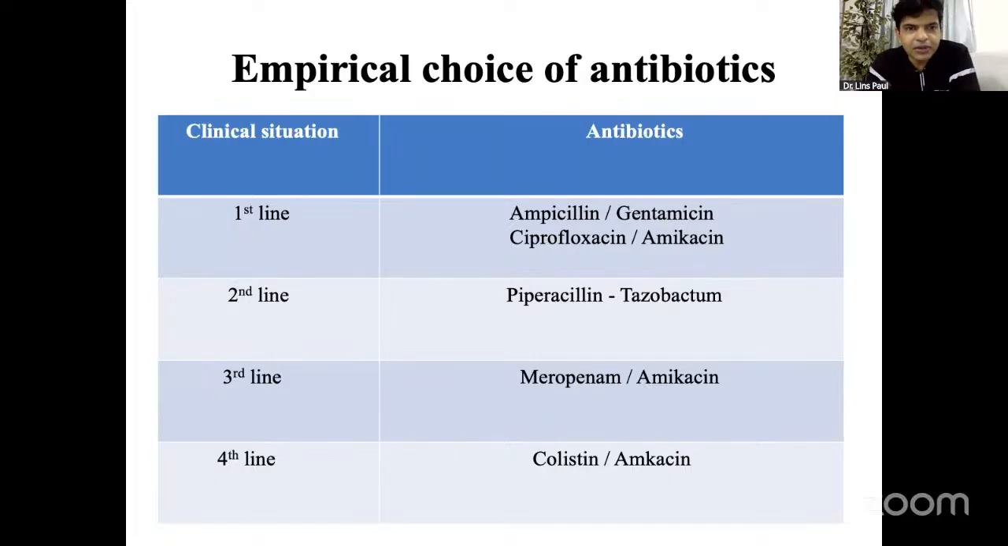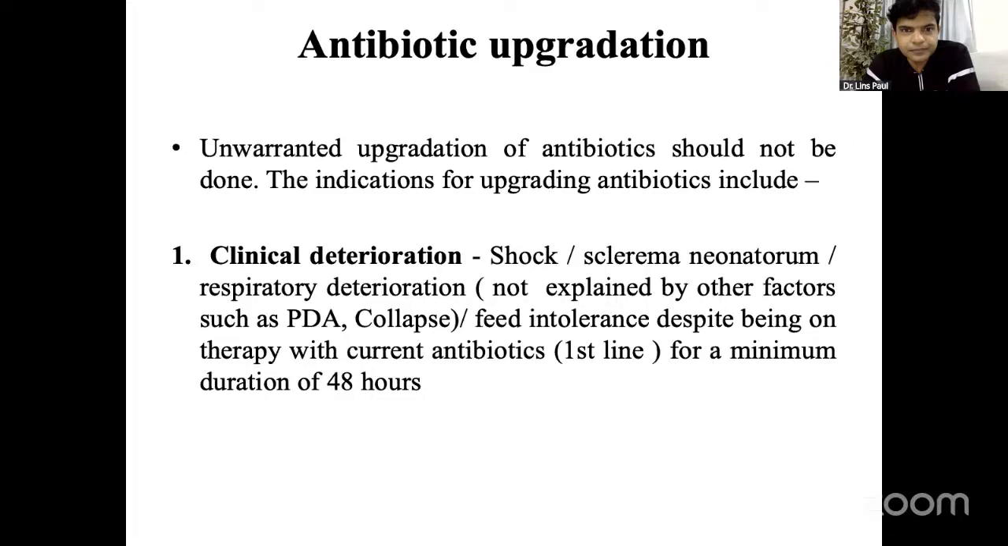In my unit, the first line is ampicillin gentamicin, the second line is piperacillin tazobactam, the third line is meropenem amikacin, and the fourth line is colistin amikacin. And we keep vancomycin, linezolid and metronidazole as reserve drugs. Colistin also as a reserve. Colistin, vancomycin, linezolid and metronidazole: these are the reserve antibiotics we should use very judiciously in neonatal sepsis.